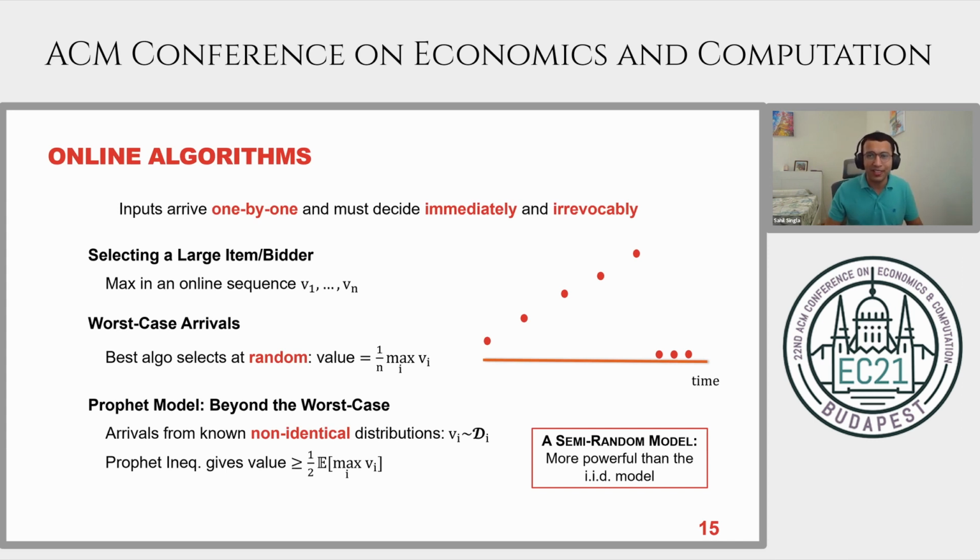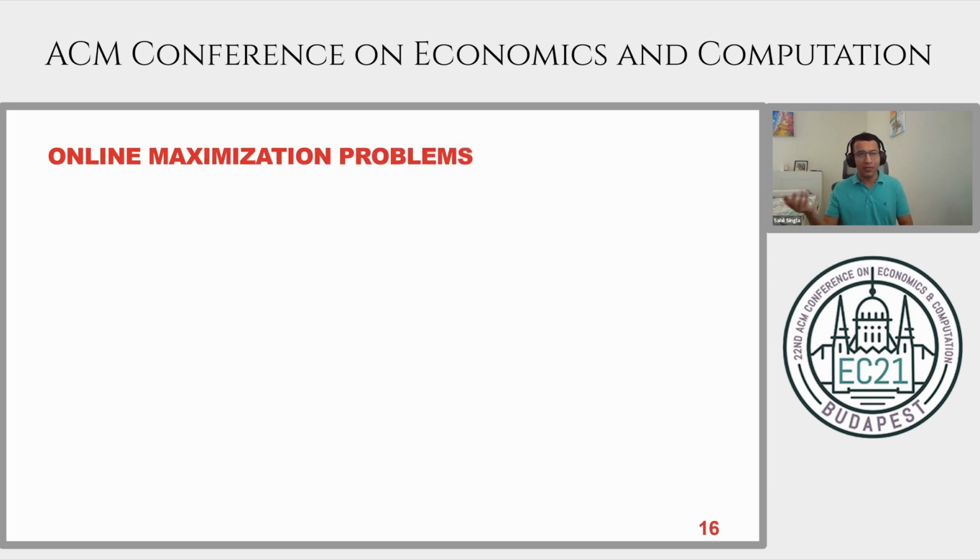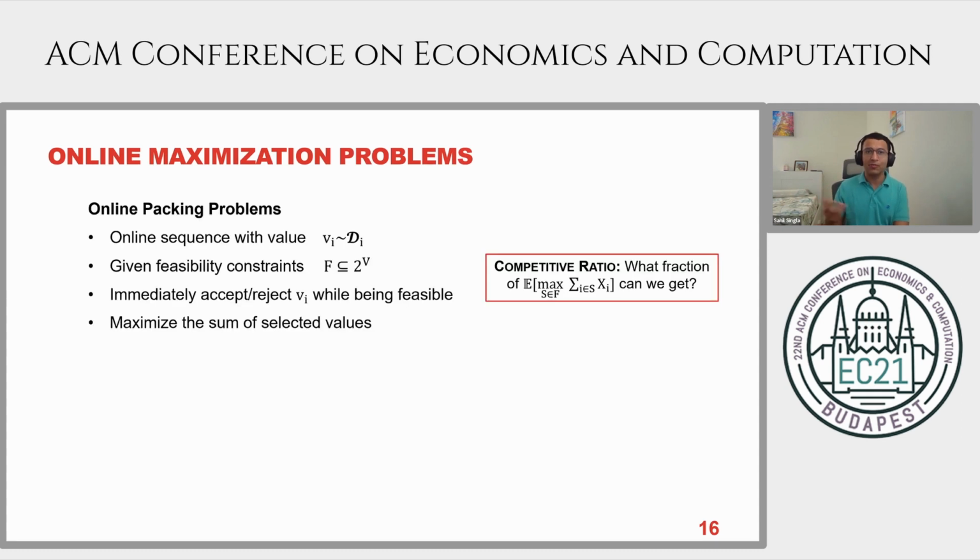And this was just the single item setting, when you were just selecting a single number in this online sequence. As you can imagine, you can go much beyond that for online maximization problems. There's the general online packing problem, where again, you get a sequence of numbers coming one by one, Vi drawn from known distribution Di, and you have some feasibility constraint. In the last case, the feasibility constraint said that you can only choose one of these n numbers, but you could have more general packing feasibility constraints. And then you have to immediately decide whether to accept or reject, and maximize the sum of the selected values. The question is, what can you get as compared to the expected max, the expected hindsight optimum?